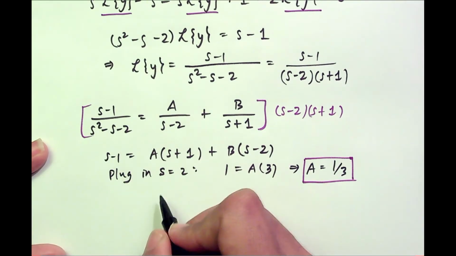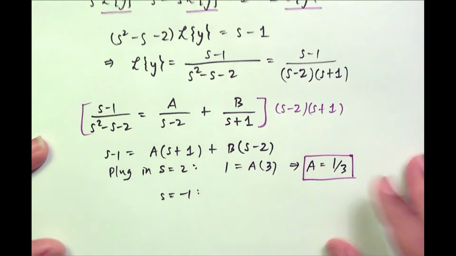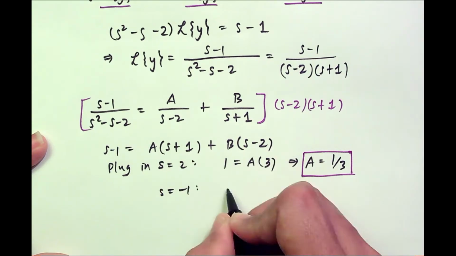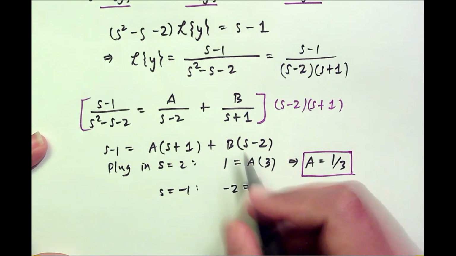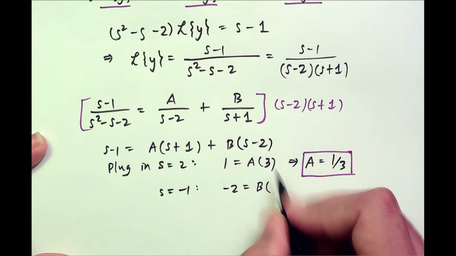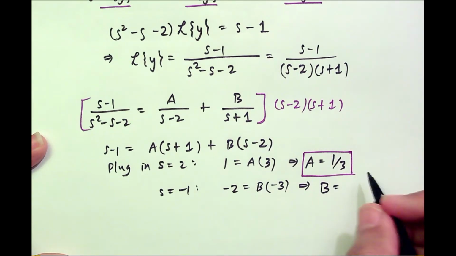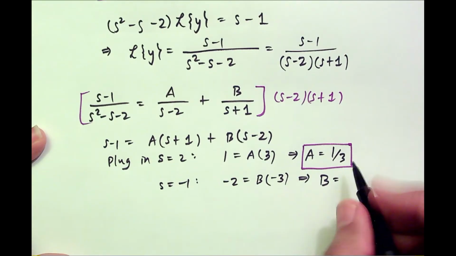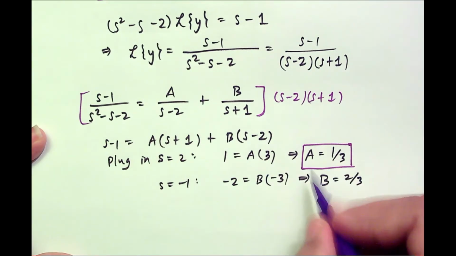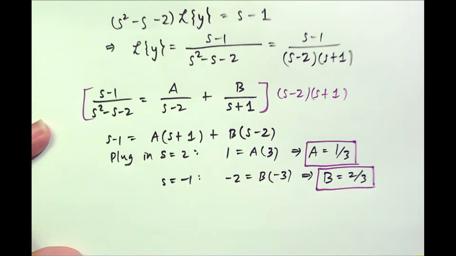Now, let's plug in the one that kills the a, negative 1. If you plug in s equals negative 1, on the left, you're going to end up with negative 2. That kills the a, and what you end up with here is b times negative 1 minus 2, which is negative 3. So that means b equals negative 2 divided by negative 3, which is 2/3. So that is the b.